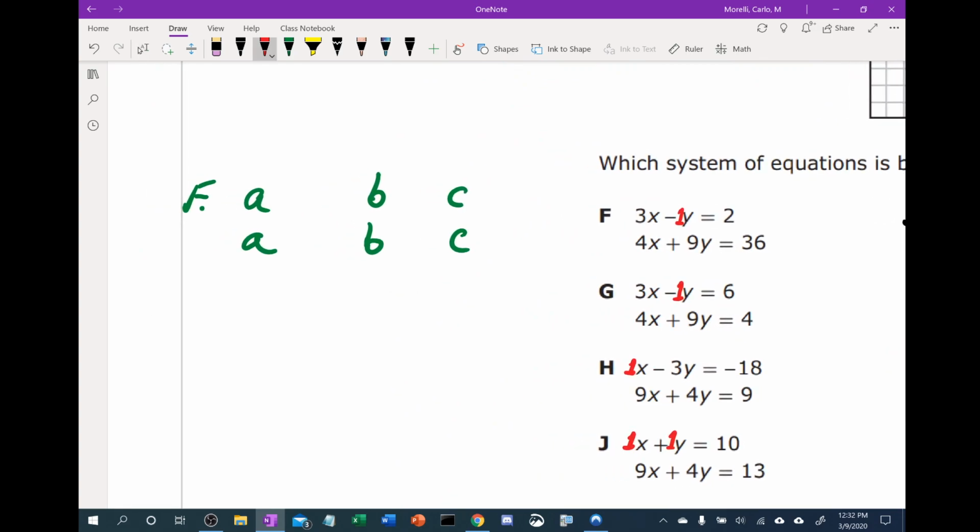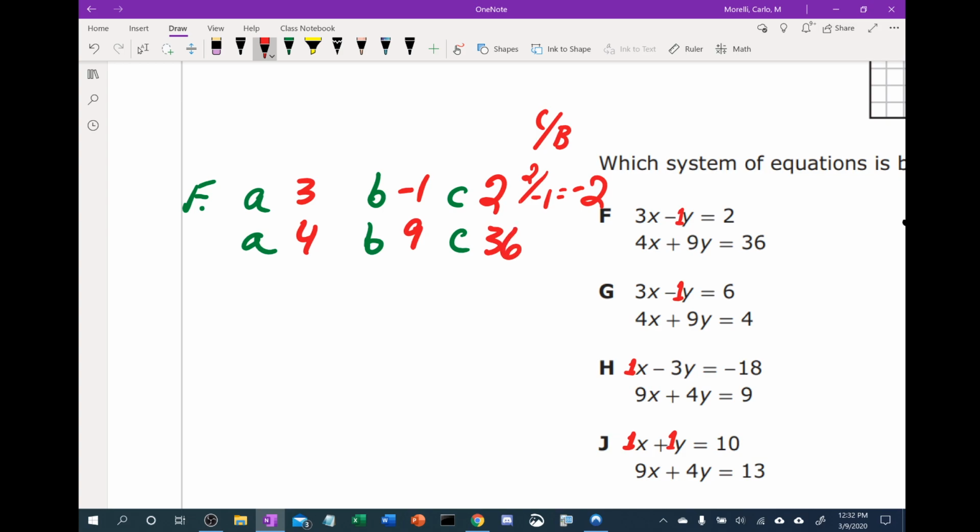So now A equals 3, then -1, then 2. In the second row here, I got 4, 9, and 36. Now remember, we're doing C over B. So what is C over B here? Yeah, so my C over B here is 2 over -1. And what does that equal? -2.